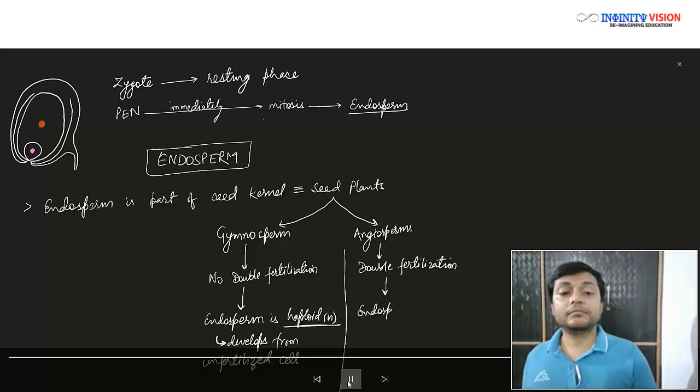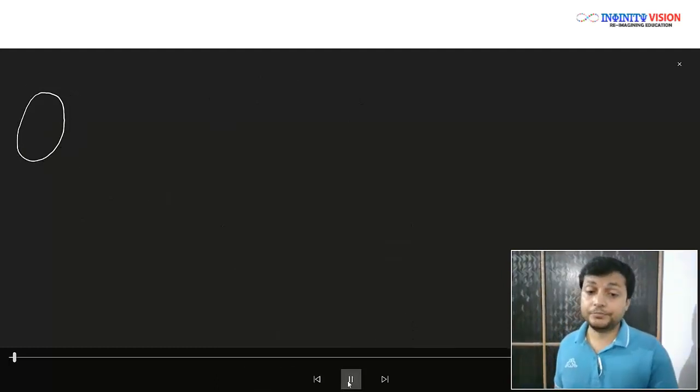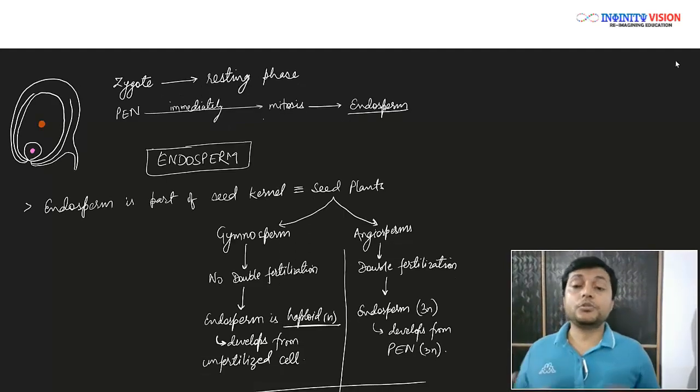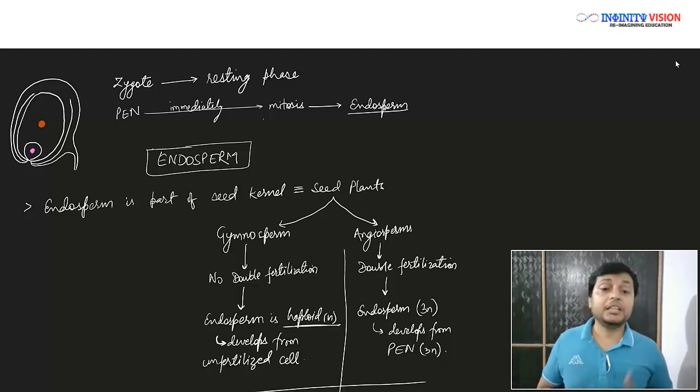In gymnosperms the endosperm is haploid, while in angiosperms double fertilization takes place, especially triple fusion, as a result of which PEN is formed, which is triploid, and from PEN the endosperm is developed, and hence the endosperm is triploid. Okay, so do remember this, that in gymnosperms endosperm is haploid, in angiosperms it is triploid.